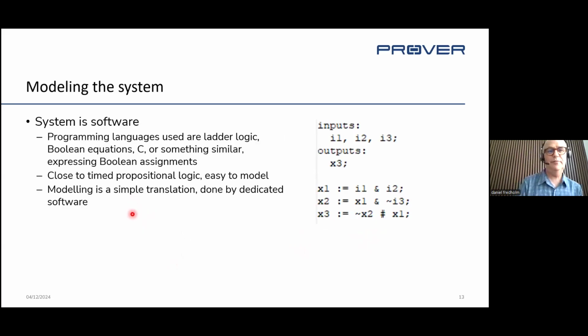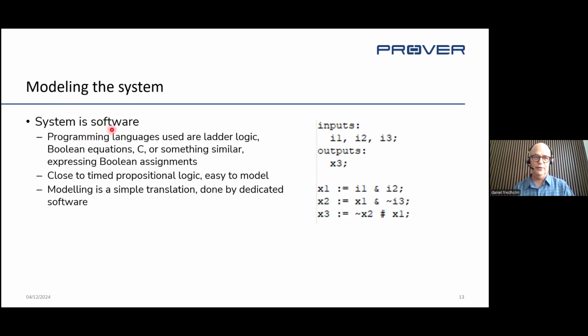So let's say something about modeling of the system. When it comes to signaling systems, the system we're dealing with here is basically the software of the system. That's the part which is hard to verify in a good way when using traditional methods of verification, by which I mean reviewing and testing. So it's the software.